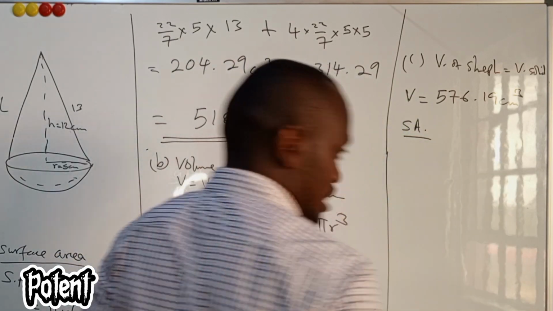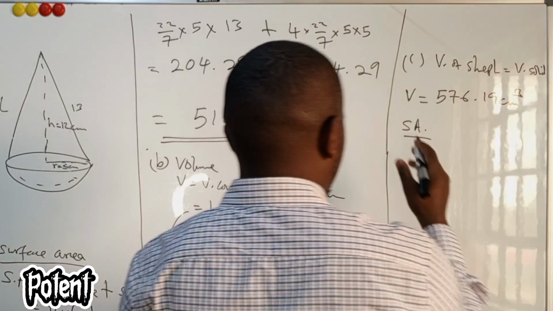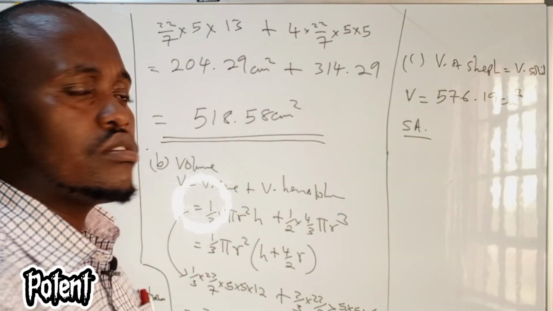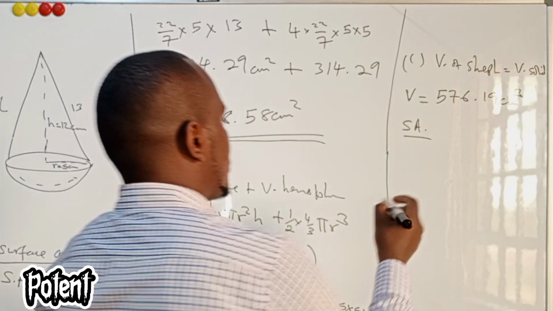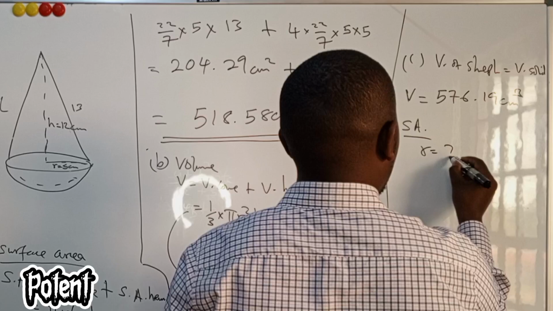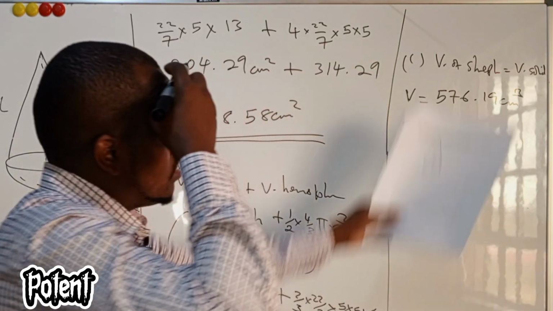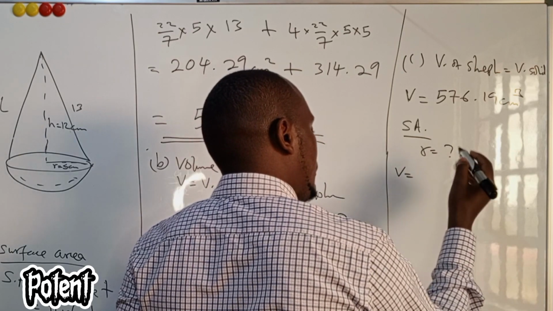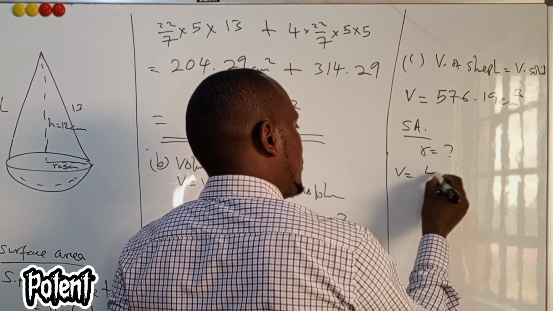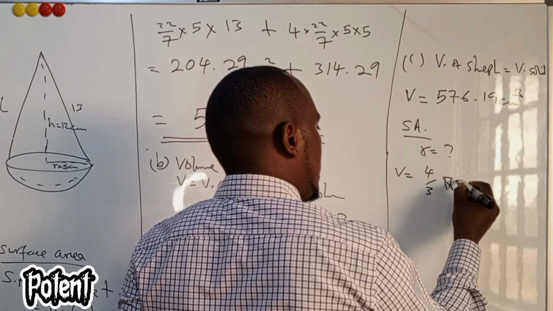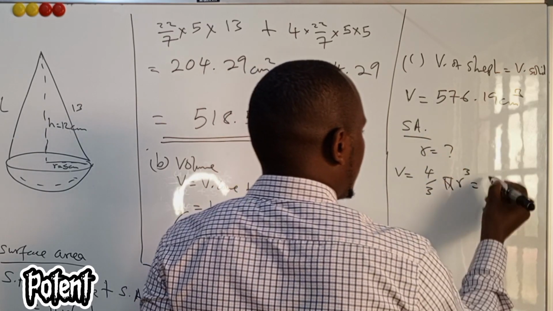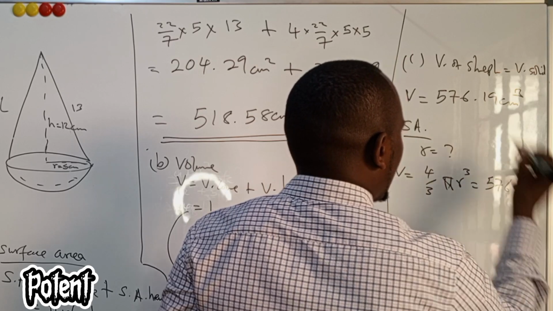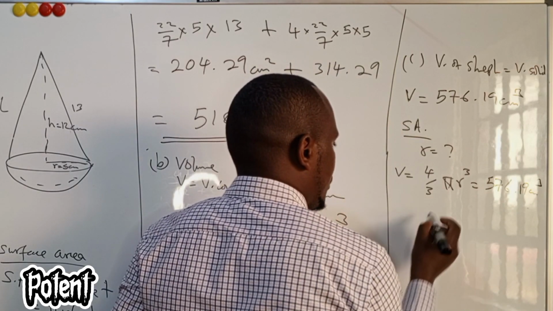To find the surface area of the solid that was formed, you need to find its radius. So you need to find what is the radius. To find the radius, you can use this formula. You say volume of a sphere is given as 4/3 pi r cubed is equal to 576.19 centimeters cubed. So find r.